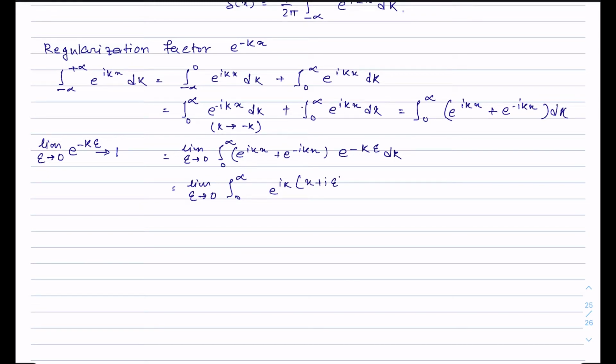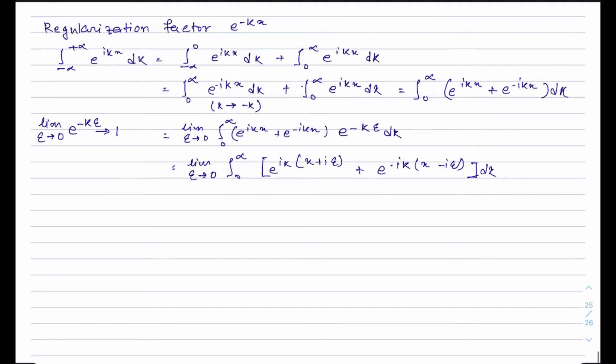Now multiply it: limit epsilon tends to 0, integration 0 to infinity e to the power i k times (x plus i epsilon). I am taking this factor common, that is i k, so you can write x plus i epsilon in the parenthesis. And also for the second case, e to the power minus i k, if you take minus i k common, then you can write x minus i epsilon, dk.